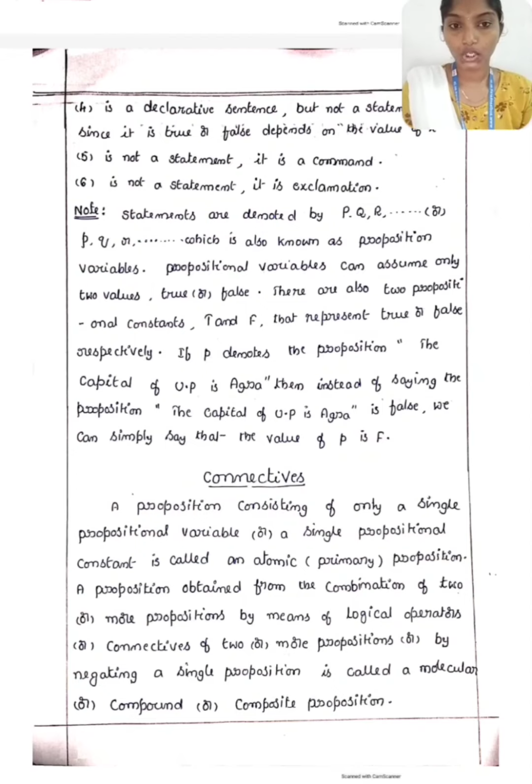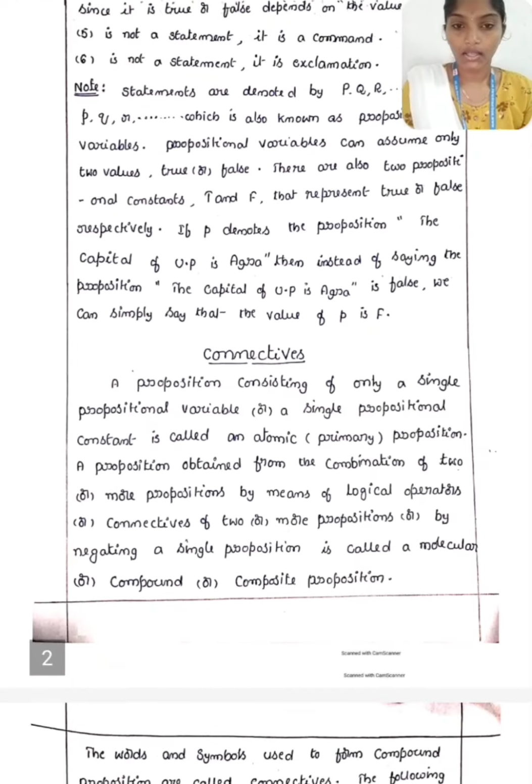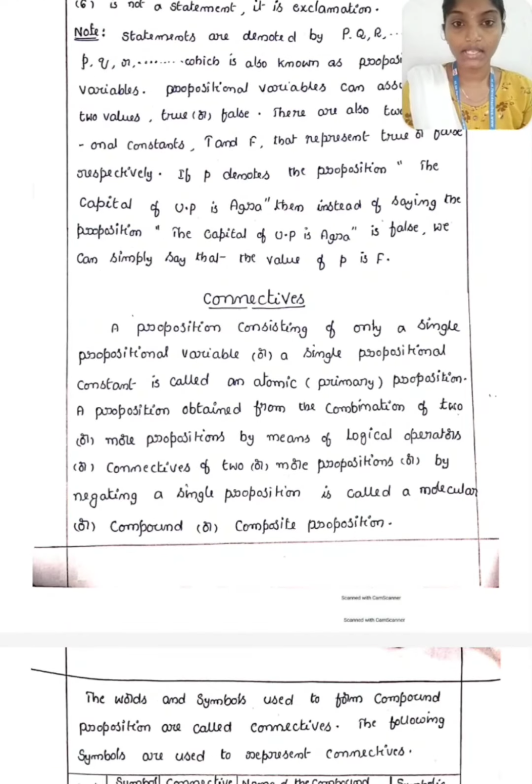They represent true or false respectively. If p denotes the proposition, the capital of AP is Guntur, then instead of saying the proposition, the capital of AP is Guntur is false, we can simply say that the value of p is F. P is F.